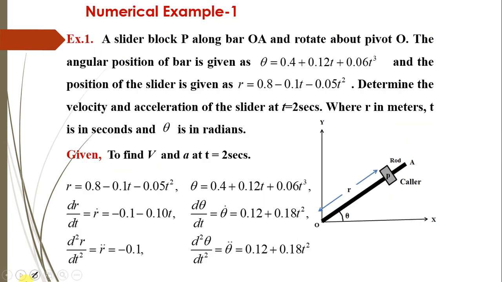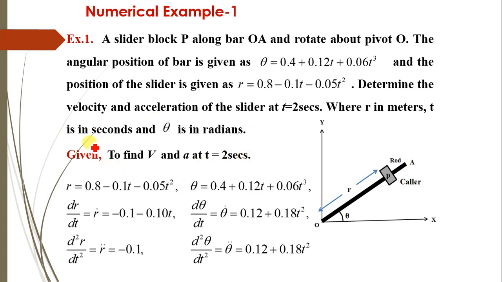Now let's solve some numericals based on this radial and transverse component system. A slider P moves along bar OA, which rotates about pivot O. The angular position of the bar is given as theta equals 0.4 plus 0.12 t plus 0.06 t cube, and the position of the slider is given as r equals 0.8 minus 0.1 t minus 0.05 t square. Determine the velocity and acceleration of the slider at t equals 2 seconds, where r is in meters, t is in seconds, and theta is in radians.